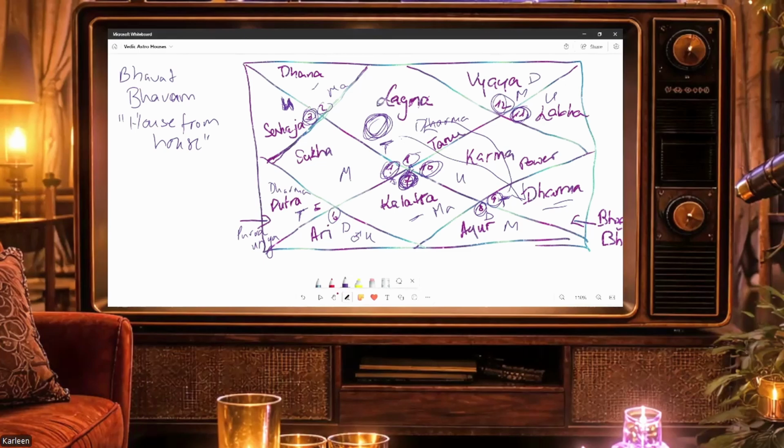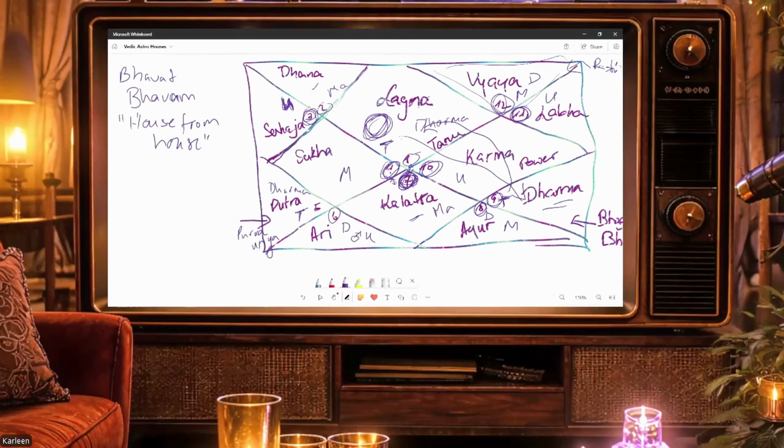So also empty houses are really important, just like in Western astrology. Even if there's nothing in there, let's say the 12th house, that's your empty house anyways, right? So a house of loss. So let's say it's completely empty. It doesn't matter because you watch the Rashi or the sign. What Rashi is here?